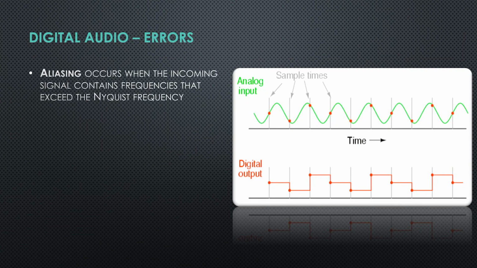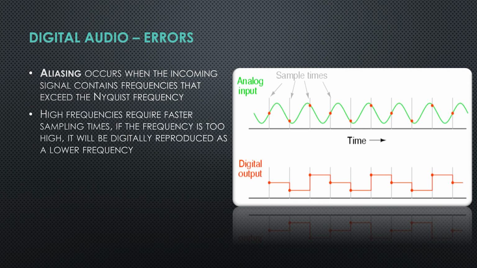Another common error in the world of digital audio is what we call aliasing, and this occurs when the incoming signal contains frequencies that exceed the Nyquist frequency. So here's an example of this concept we discussed a second ago in practicality. High frequencies require a faster sampling rate. If the frequency is too high, it will be digitally reproduced as a lower frequency.